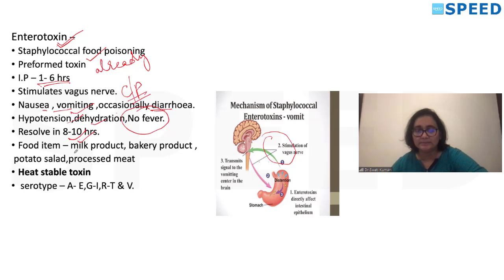Which food items? Milk products, bakery items, potato salads, processed meat are responsible for enterotoxin. These are heat stable toxins, so you cannot boil or heat it and destroy it. It has different serotypes: A to E, G, I, R to T and V.